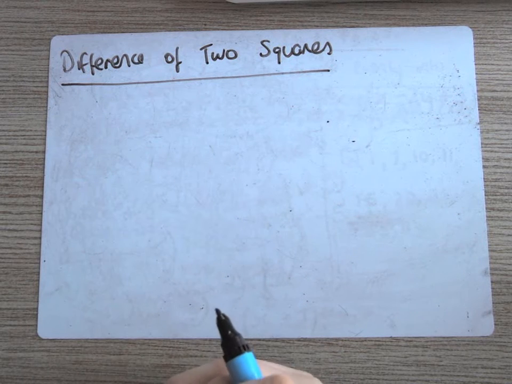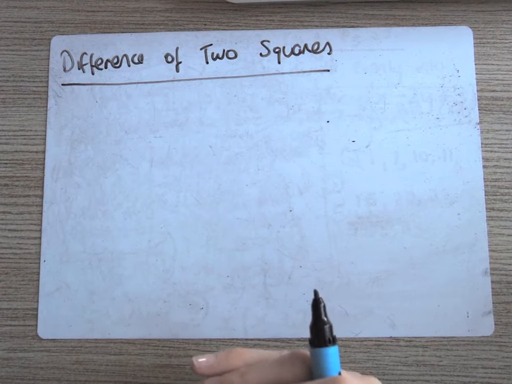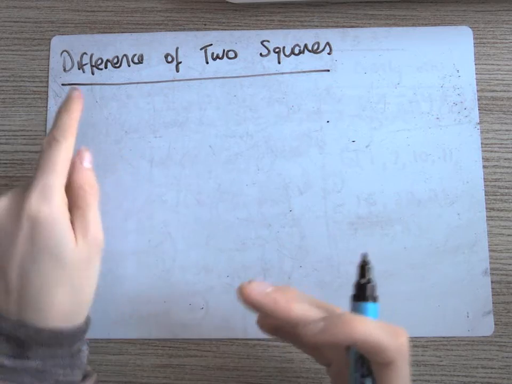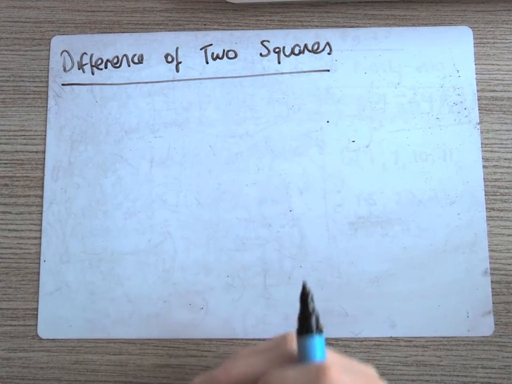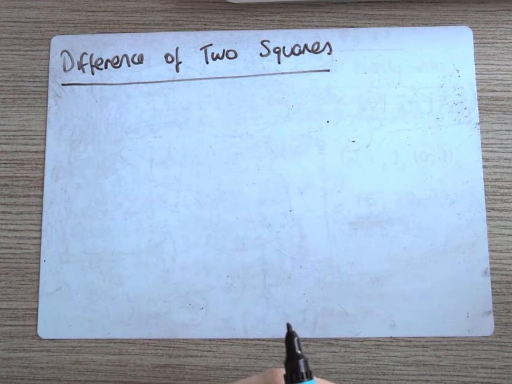Okay. To do this type of factorizing, we need to have the difference of two squares. Can anyone remember what square numbers are? Give me the first square number.